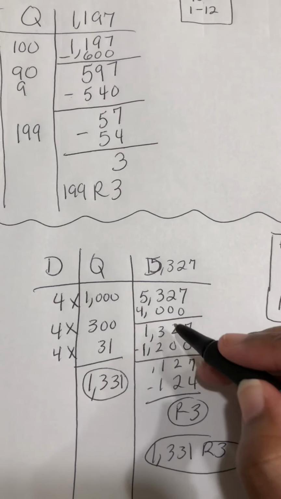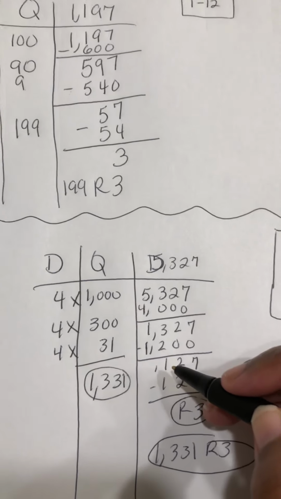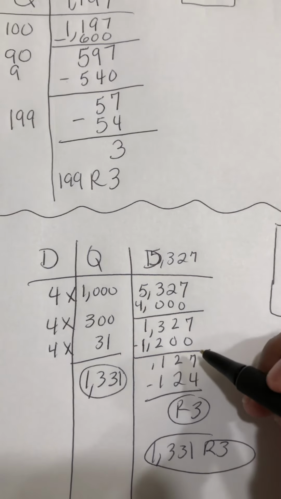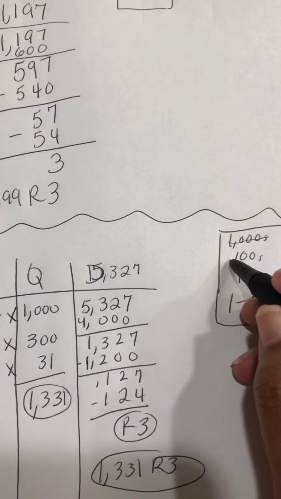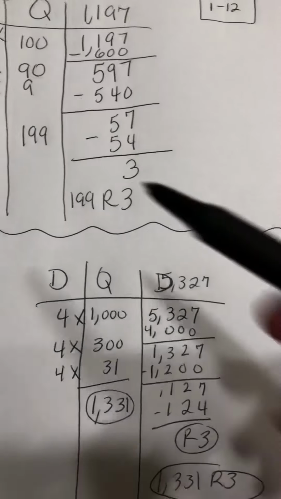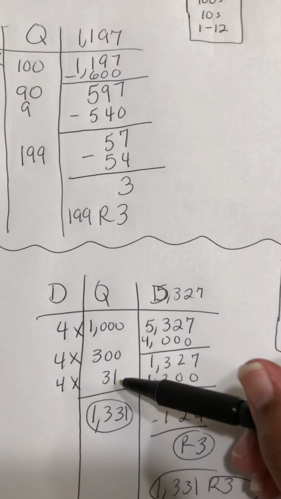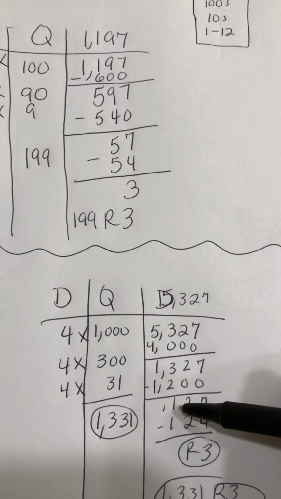7 minus 0 is 7. 2 minus 0 is 2. 3 minus 2 is 1. So my new dividend now is 127. Now I'm thinking about multiples of 10. Okay? 4 times 10 is 40. 4 times 20 is 80. That gets me close, but I can get closer.